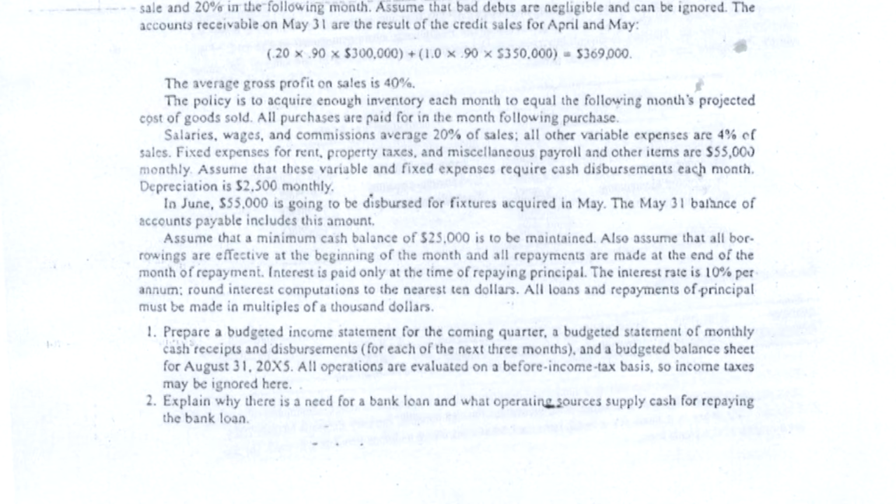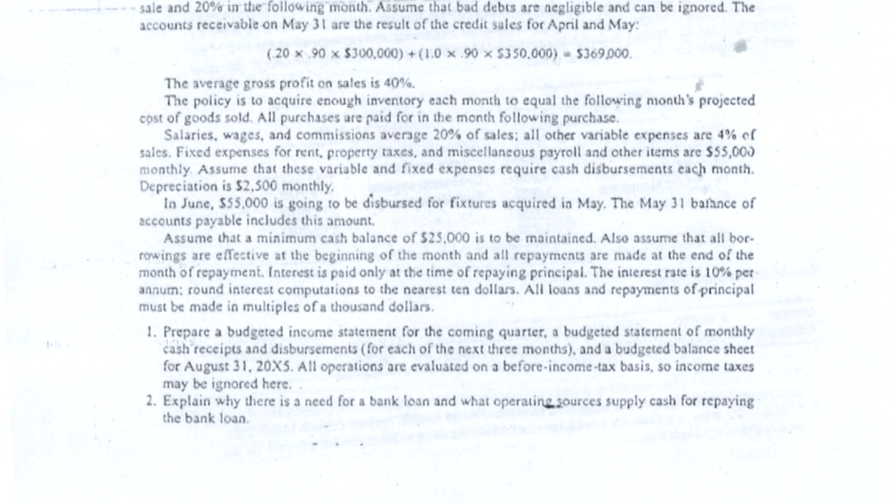Also assume that all borrowings are effective at the beginning of the month and all payments are made at the end of the month of repayment. Interest is paid only at the time of repaying the principal. The interest rate is 10% per annum. Round interest computations to the nearest $10. All loans and principal payments must be made in multiples of $1,000.